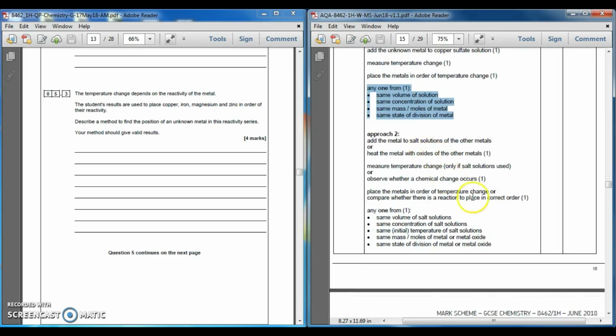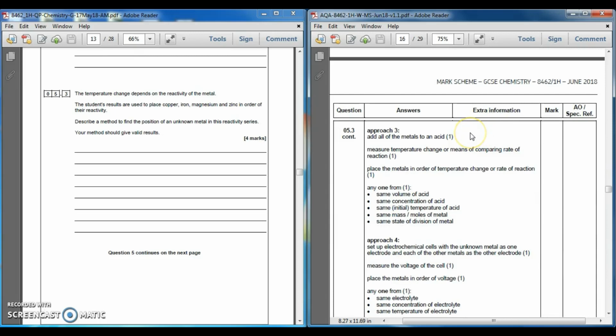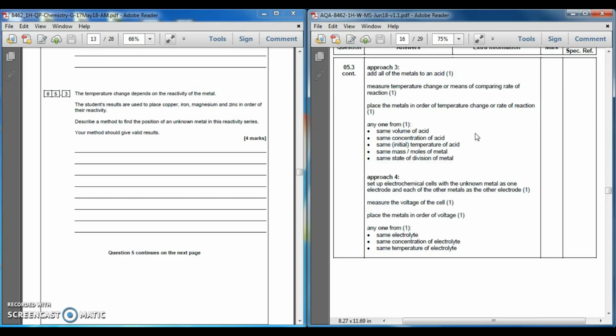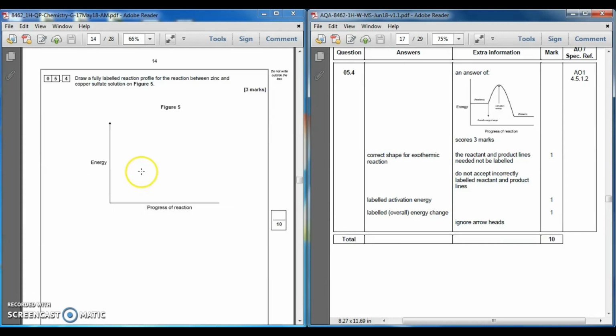Other things that you could have done was to heat the metal with oxides of other metals and see if there's going to be a temperature change linked to things like a displacement reaction. Or you could have put it in acid and all the other metals in acid and measure the temperature change there. Or you could have set up an electrochemical cell, and obviously the bigger the difference in reactivity, the bigger the voltage. So obviously you intended the first option, but students across the country did come up with those because they're all sort of things that you have done in other parts of the subject, and people did actually use those in their answers, which is cool.